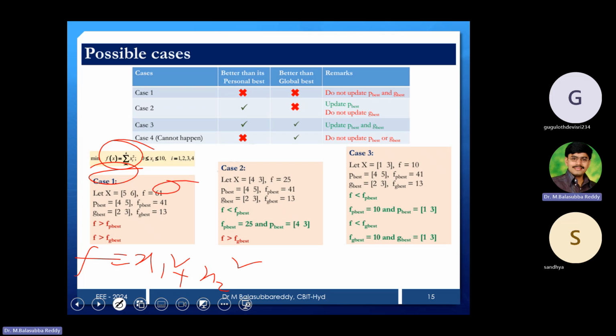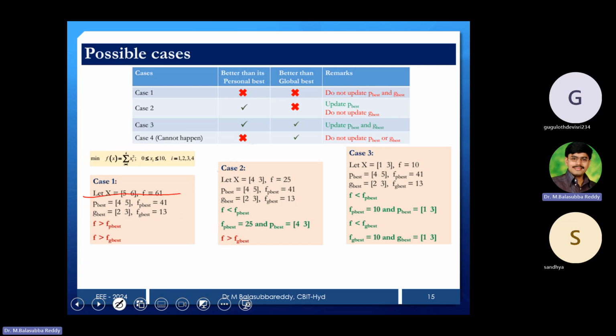And for P best, we can see the earlier data. In the previous iteration, the x value was 4 and the y value was 5, so the P best function value is 41. And for the global value, because it is a minimization, our x1 value is 2 and x2 value is 3. So 9 plus 4, that is 13. So this is the global.